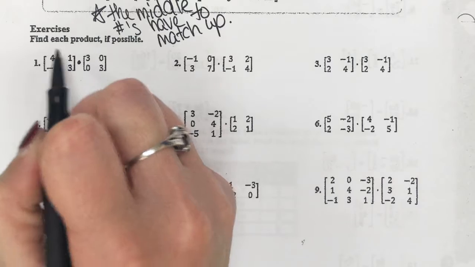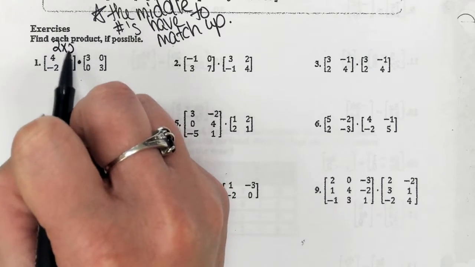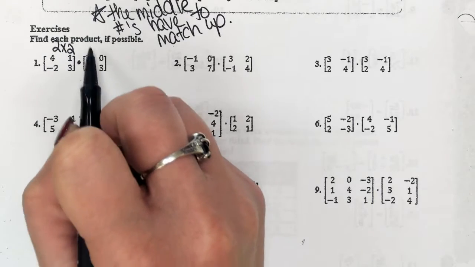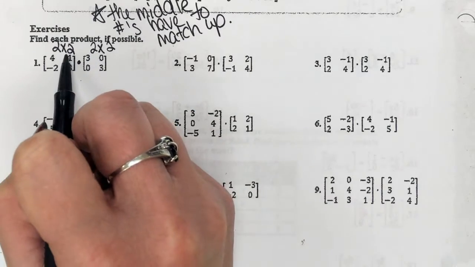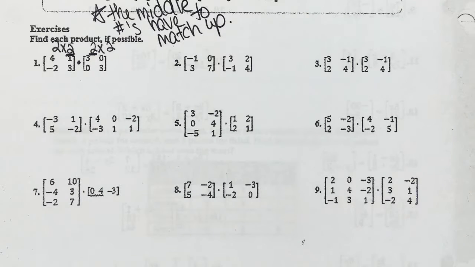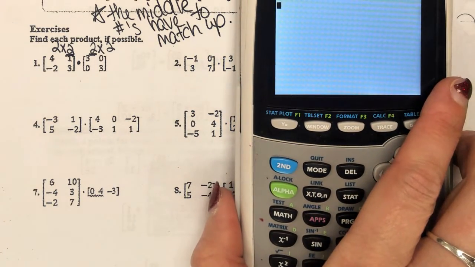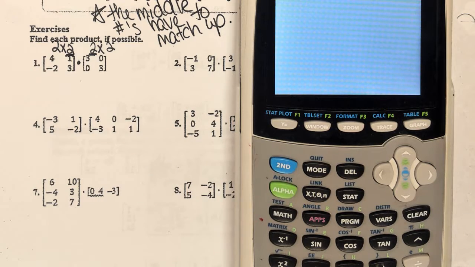All right, what's the size of this first matrix right here? 2 by 2. There you go. What's the size of the second one? 2 by 2. Look at those middle numbers of their dimensions. Are they the same? Do they match up? There you go. So that means we can multiply. That means we can grab our calculators, turn them on, and get ready to learn how to do this. Pretty easy. All right, here we go.